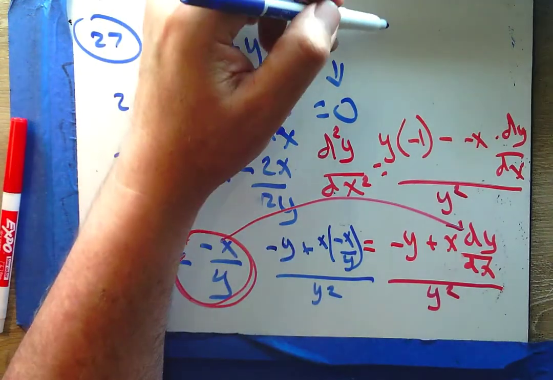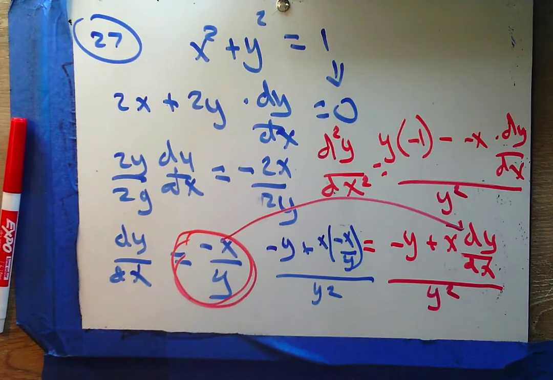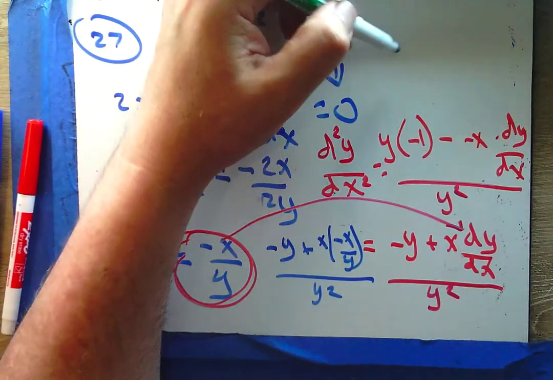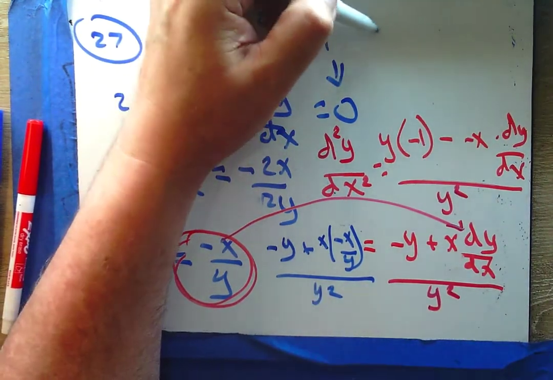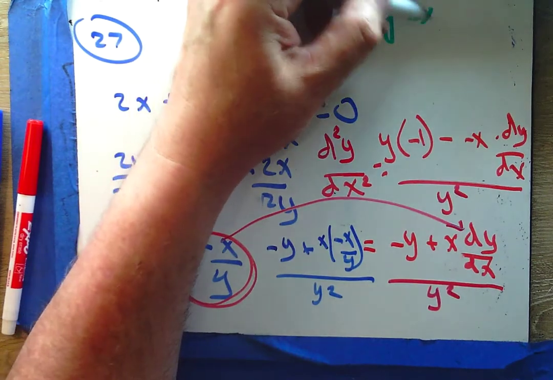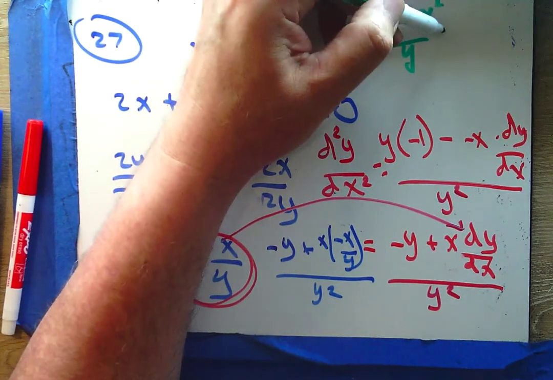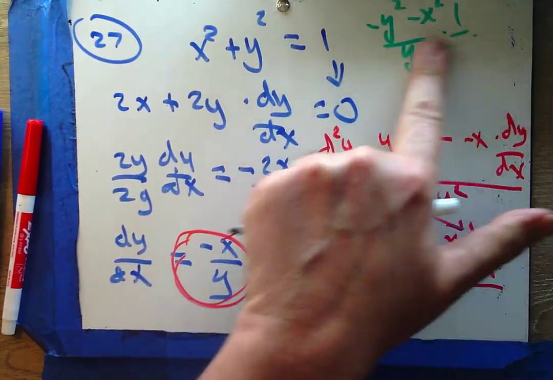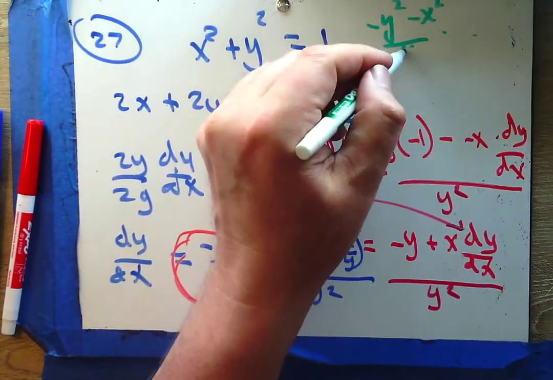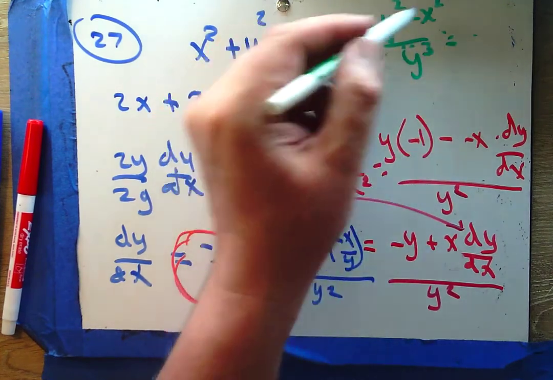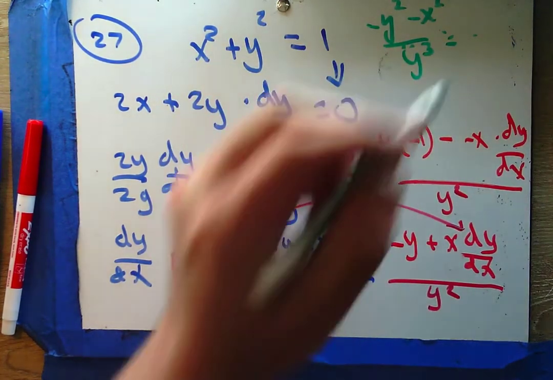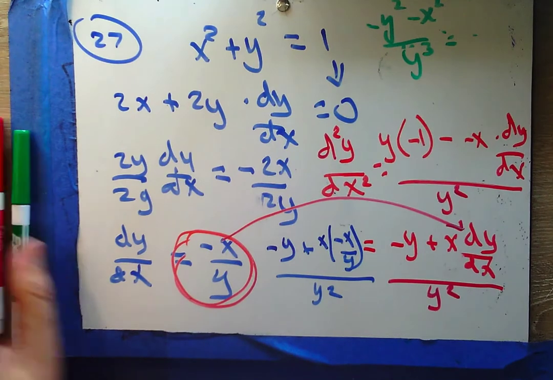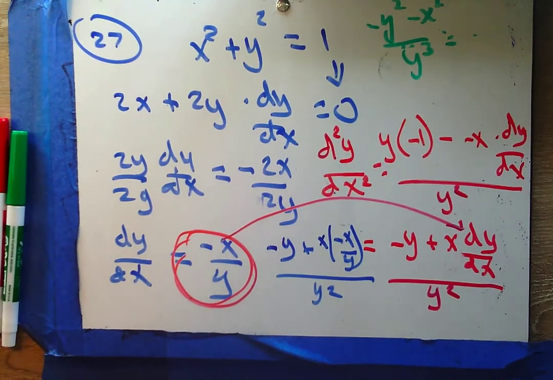And if we tidy this up, I'll make a common denominator up there. Negative y squared minus x squared over y times 1 over y squared. Well, that's just going to be y to the third on the bottom. And I really do want to take that negative out, but I'm not going to. Okay, so there we go. Number 27, first derivative, second derivative.